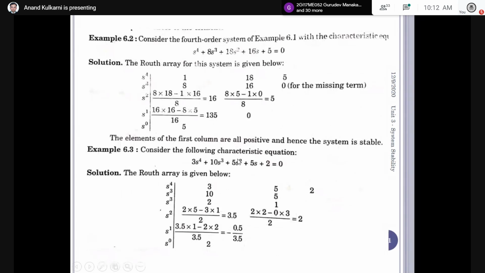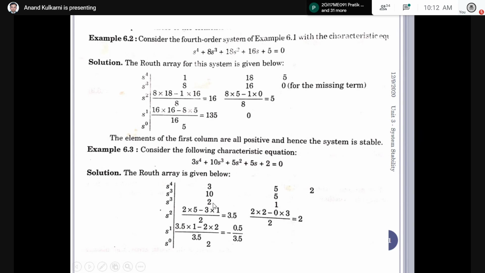You can see here it is 3s^4 + 10s^3 + 5s^2 + 5s + 2. This is what is there. So I arrange the first row, s^4: 3, leave this, next 5, leave this, next 2. In the second row, 10, then leave this, 5. You can take 5 common and divide the whole row by 5. So it will become 2 and 1.